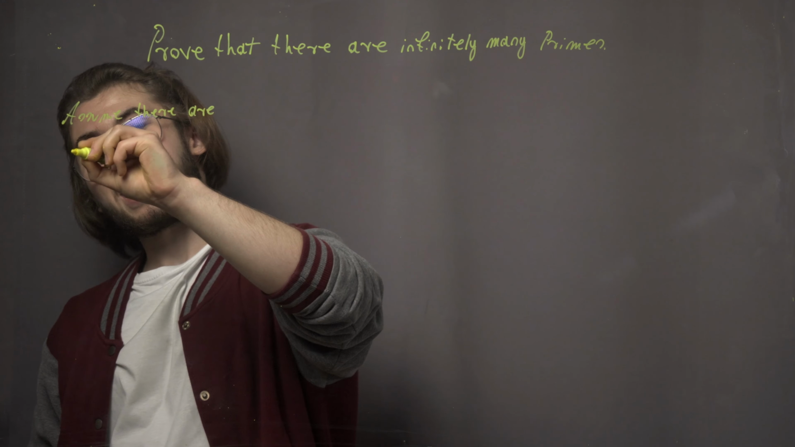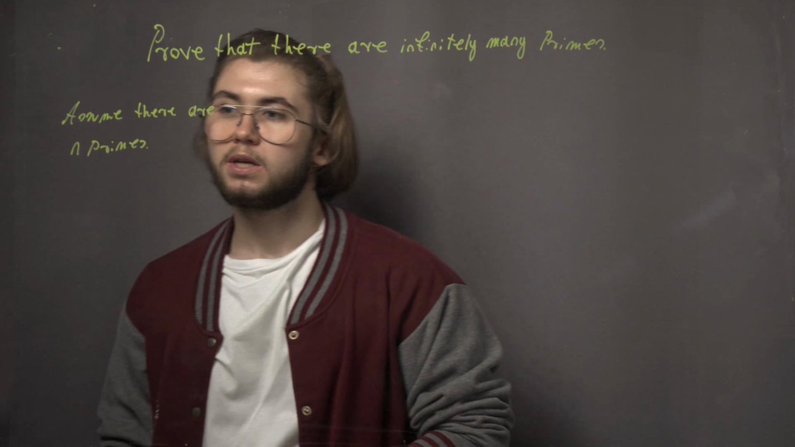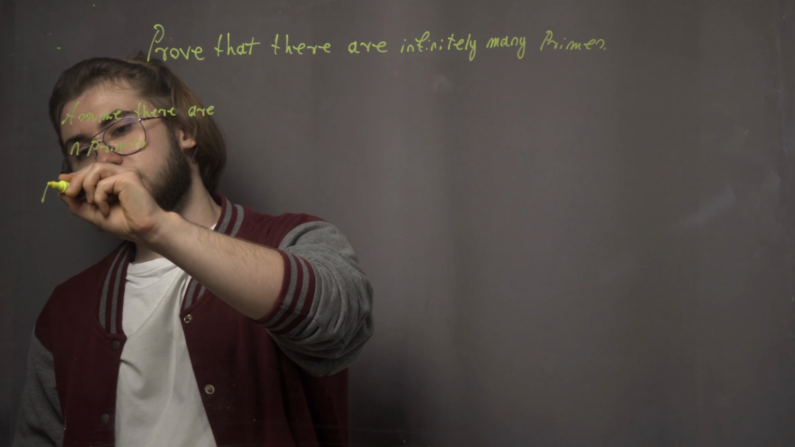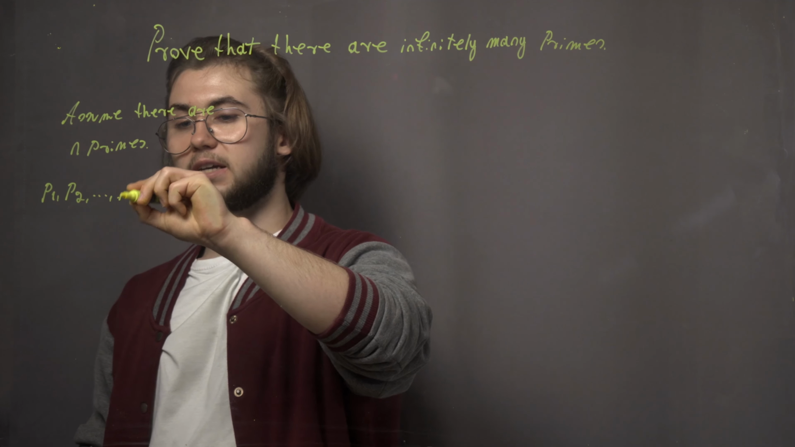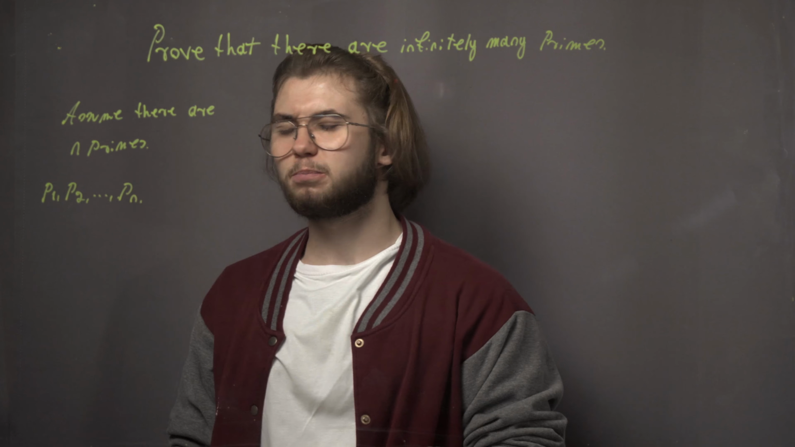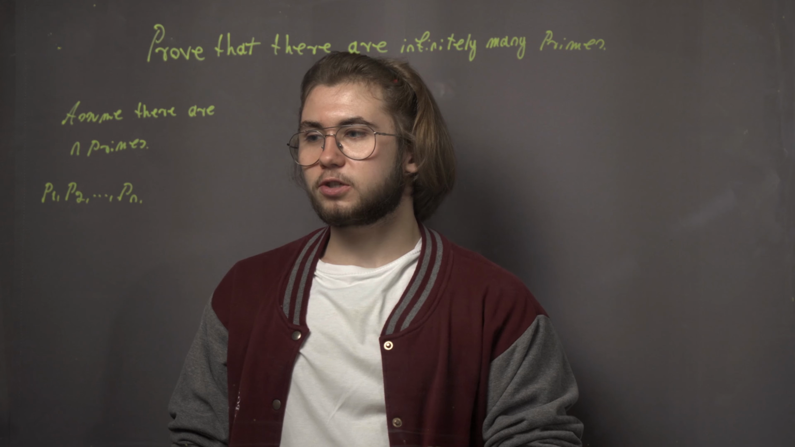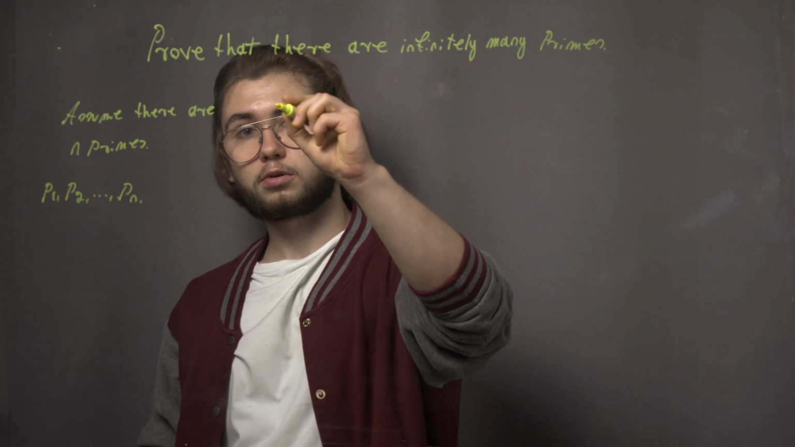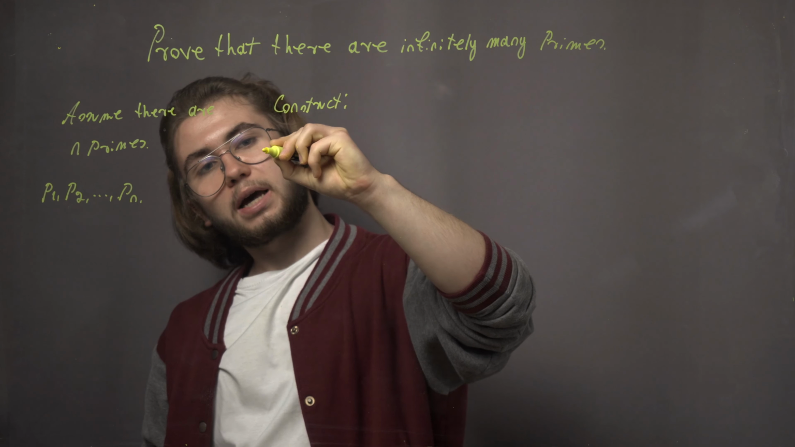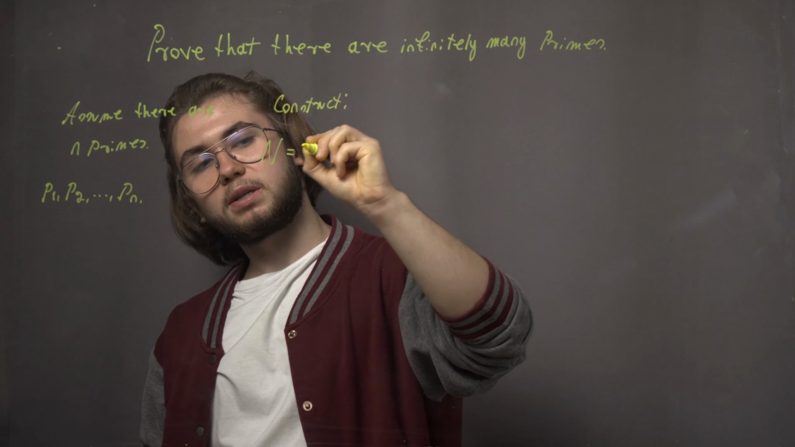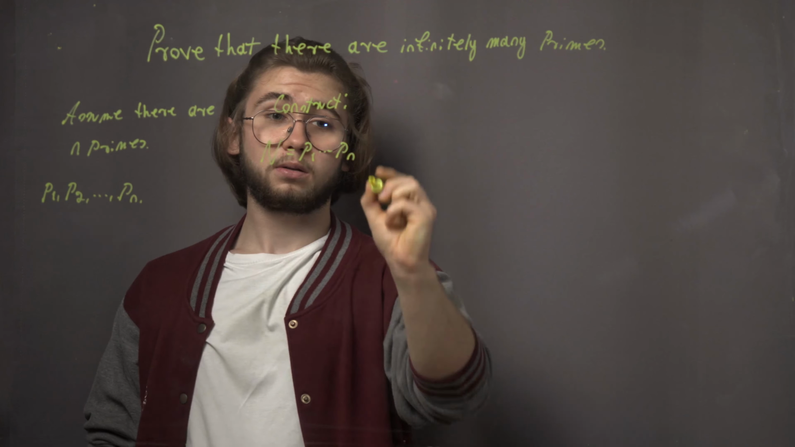So I would like to assume there are n primes out there. And so let's say I'm going to have some p1 as the first prime, p2, and we are just taking primes up to some nth prime out there. And so right now, what I would like to do is construct myself a number, let's say capital N, that will be equal to the product of all of the primes that we know plus 1.